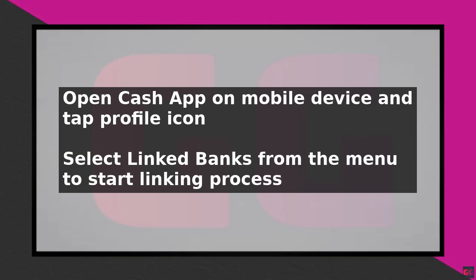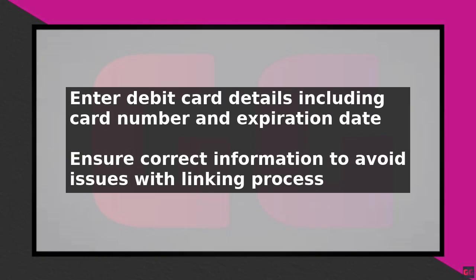You will then be prompted to enter your debit card details, including the card number, expiration date, and CVV code. Ensure that you enter the correct information to avoid any issues with the linking process. After entering your debit card details, Cash App will verify the information with your bank to ensure that the account is valid and active. This verification process may take a few seconds to complete.